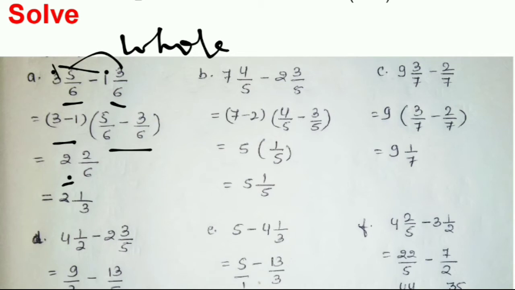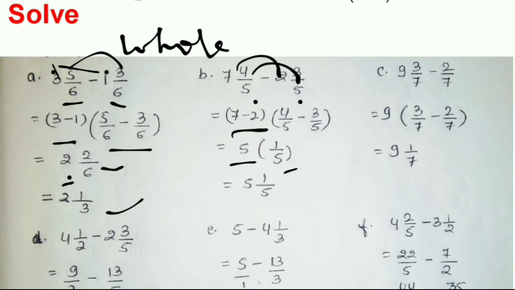3 minus 1 is 2 and 5 minus 3 is 2 by 6, and this 2 by 6 we can write as 1 by 3. Why? This 2 by 6 we can divide by 2 by 2. Same here, 7 and 2 are the whole numbers and these two are the fractions. So fractions we will write together. In this one we are having the same denominator, so we can write together. 7 minus 2 is 5 and 4 minus 3 is 1.